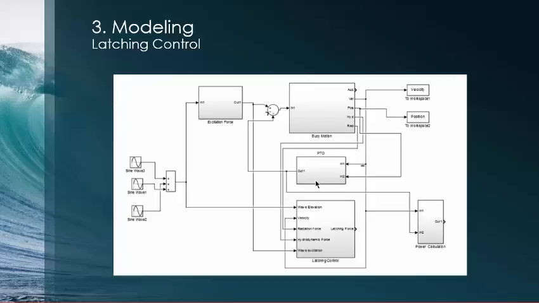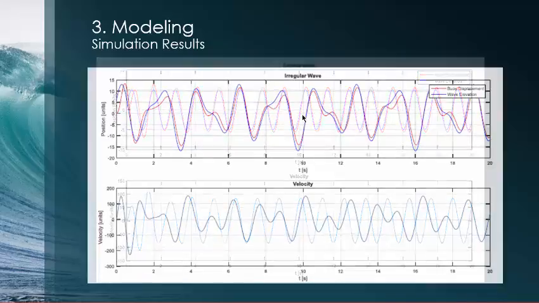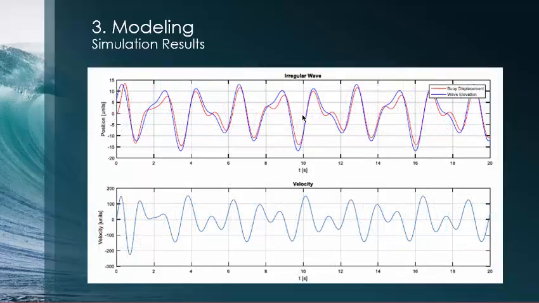Here are the results of the simulation. The first set of results are for no latching control applied. These are for regular waves, the top graph showing the BOI position and the bottom showing the BOI velocity. We can see here that the BOI displacement in red follows exactly the wave elevation. The same observations can be made for irregular waves.